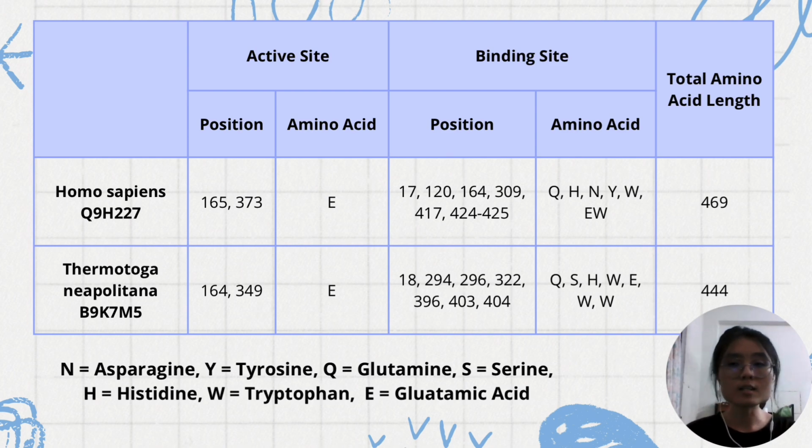For Thermotoga neapolitana B9K7M5, it has a total amino acid length of 444. It has 2 active sites, both of which also involve glutamic acid. It has 7 binding sites which involve glutamine, serine, histidine, and glutamic acid. The active site residue of both enzymes is glutamic acid.